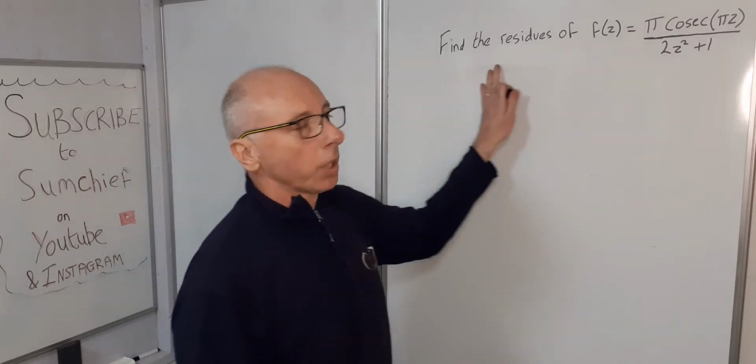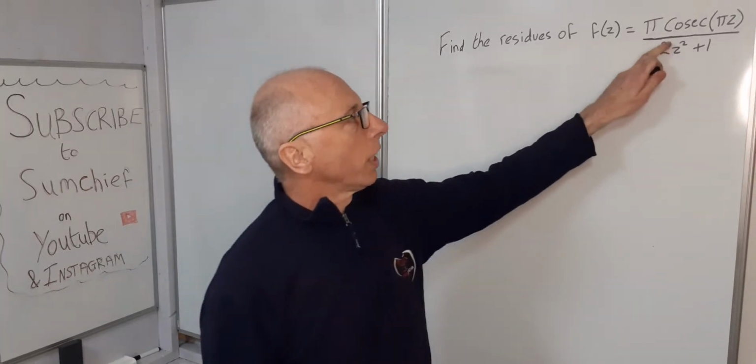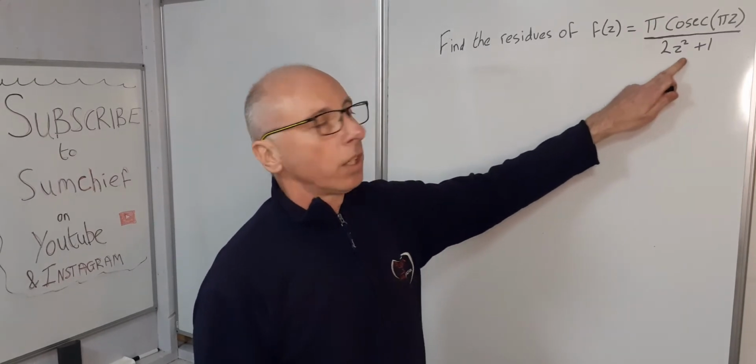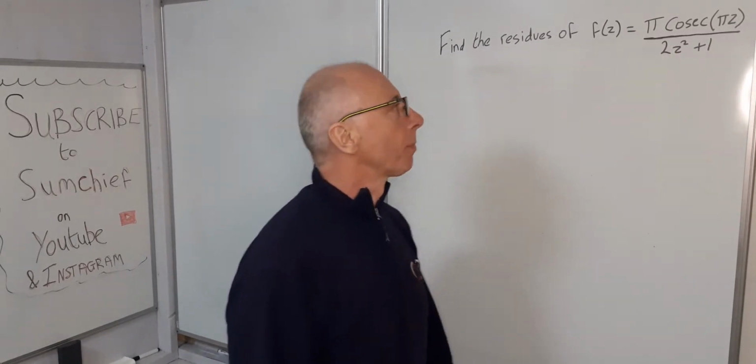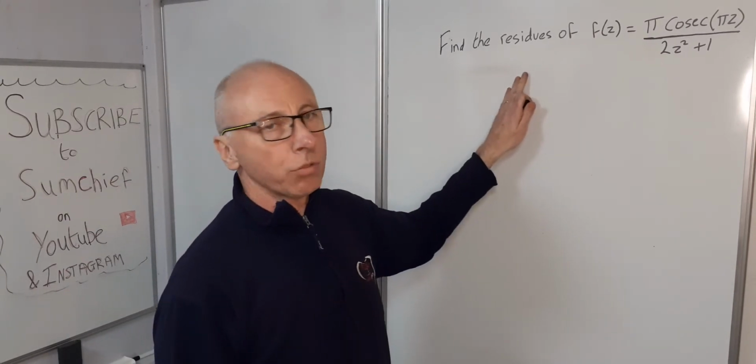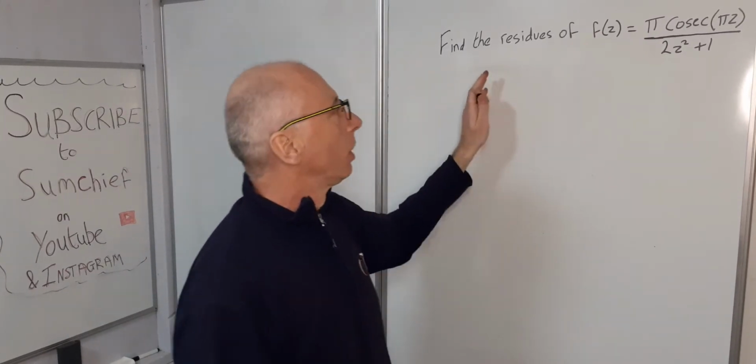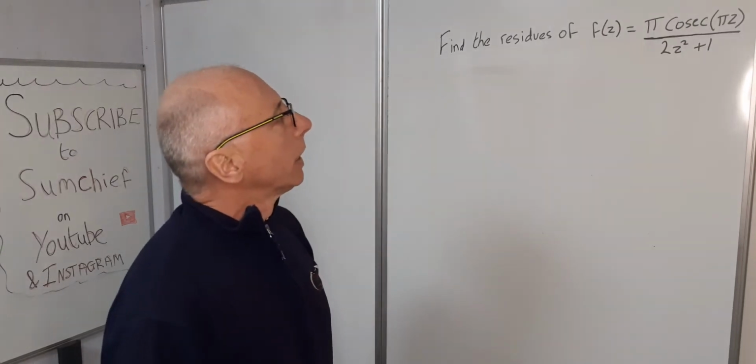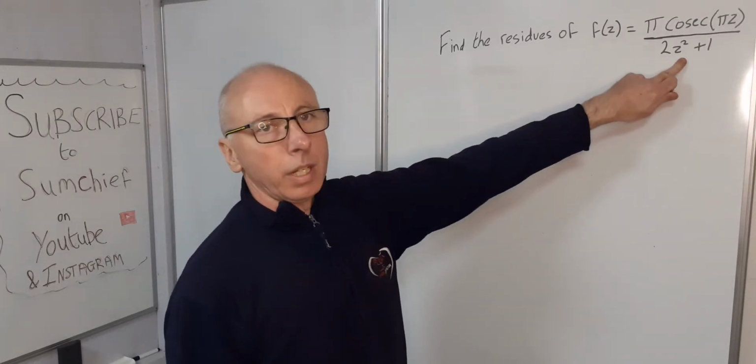So in this video we're going to find the residues of our function here, pi cosec pi z over 2z squared plus 1. And in this video I'm going to show you what's called the g over h rule, or the differentiation rule, for finding the residues. So first of all, let's find the poles.